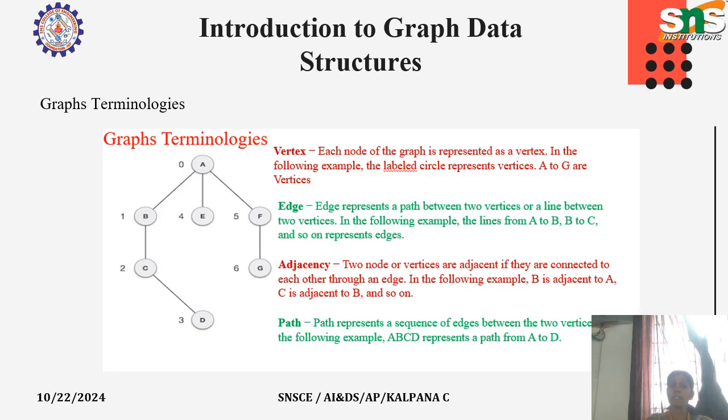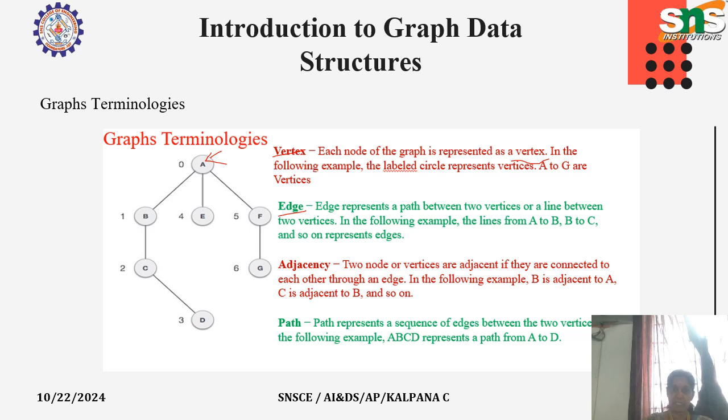Next is basic terminologies of graph. By vertex, we mean each node of the graph is represented as a vertex. So A is a vertex, E is a vertex, D is a vertex, F, G, C. These are all vertices of the graph. And next is edge. An edge represents the path between the nodes: A and F, A and E, A and B, B to C, C to D, F to E. These are all called edges, the link or connection between two nodes.